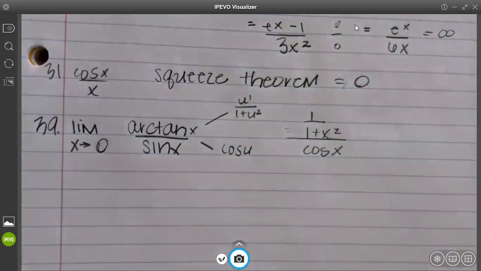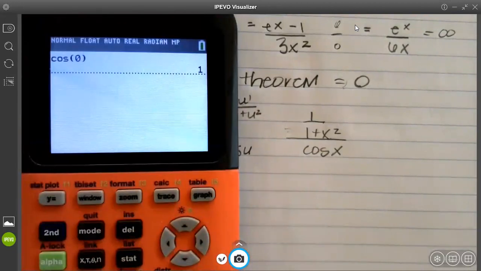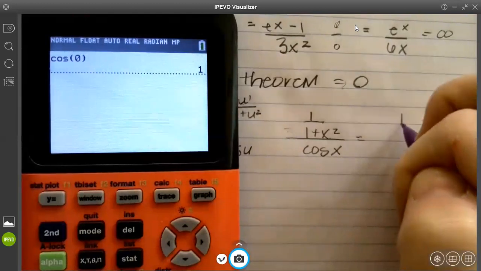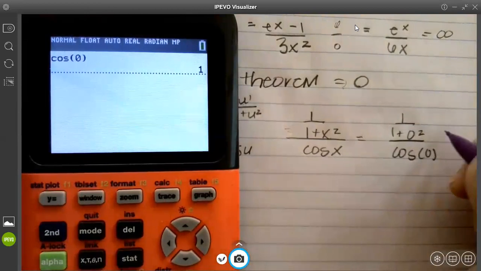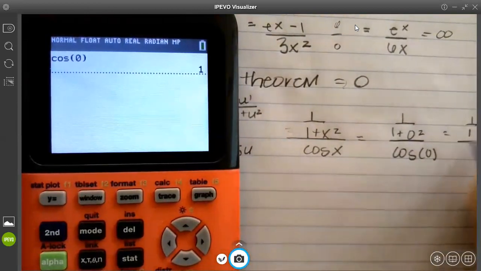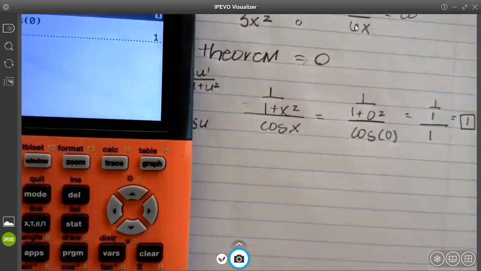You could change it if you wanted to, but right now you can do direct substitution because cosine of 0 is 1. It's not 0, so that's why you can go ahead and do that direct substitution. If it ended up being 0, then you definitely wouldn't want to do that. So when I plug it in, I don't get an indeterminate form. I get 1 over 1 over 1, or just what? 1. Any questions? Everybody good? All right.